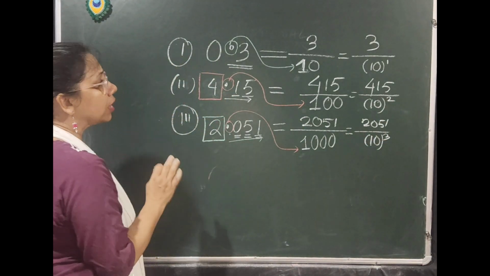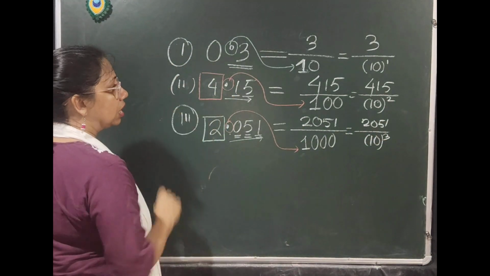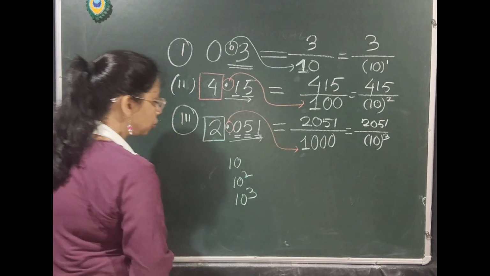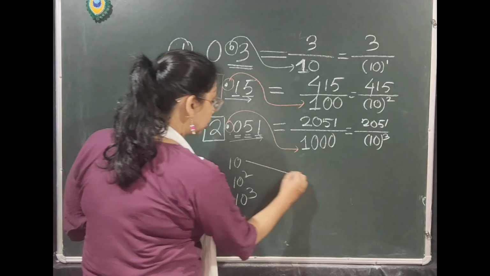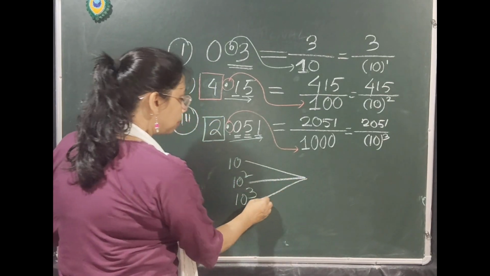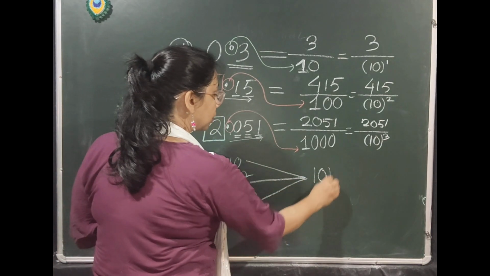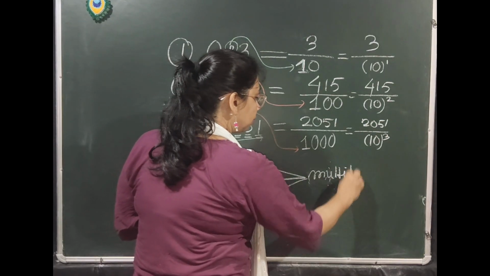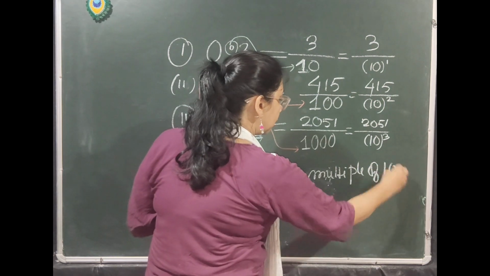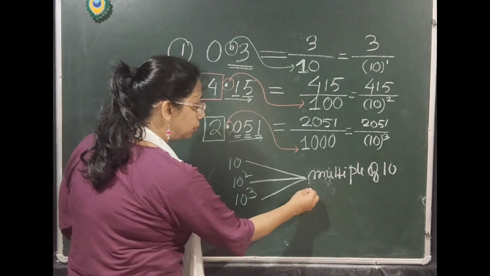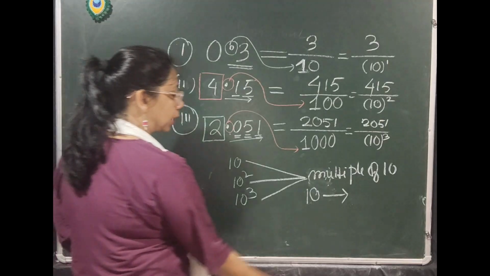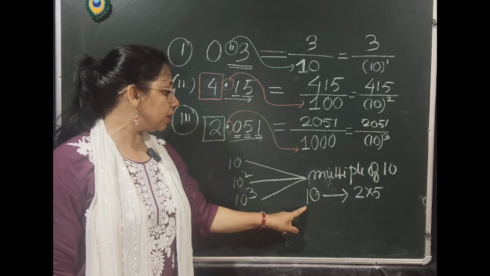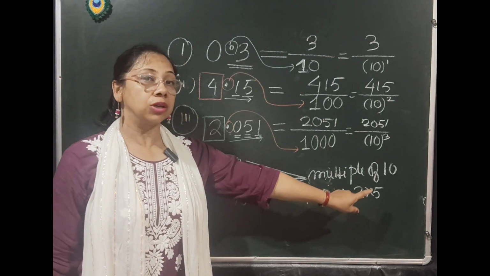Now what is the common thing in these three numbers? 10, 10 square, 10 cube. The common thing is that all the numbers are multiples of 10. Now, how can we break 10? We can break 10 as 2 into 5. We are splitting 10 into its prime factors, 2 and 5.